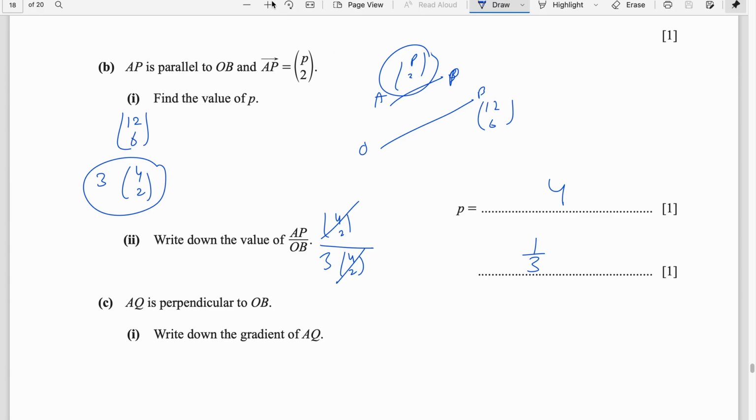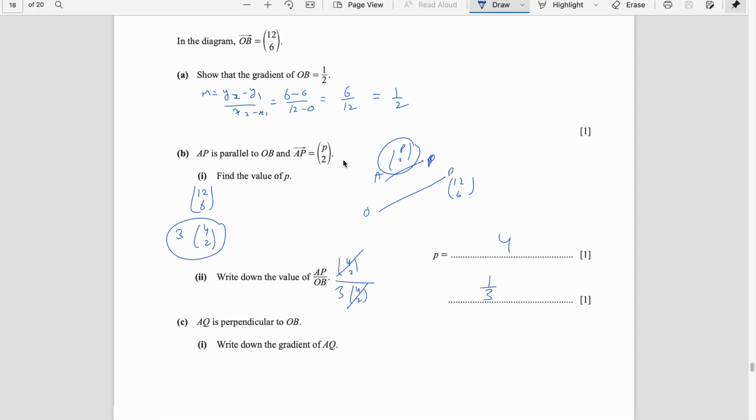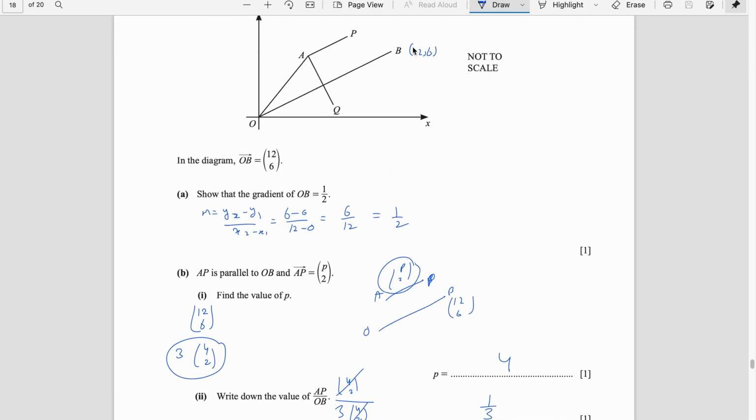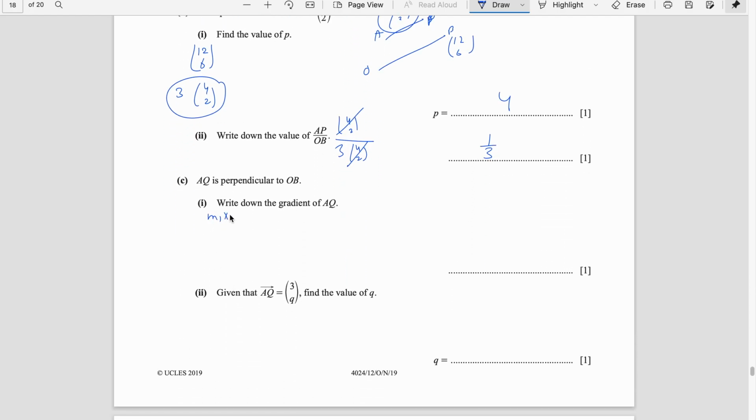AQ is perpendicular to OB. Write down the gradient of AQ. So we have the gradient of OB, which was 1 by 2. Using the formula for perpendicular gradients, M1 times M2 is equal to minus 1, 1 by 2 into the second unknown gradient. So the gradient of AQ is minus 2.